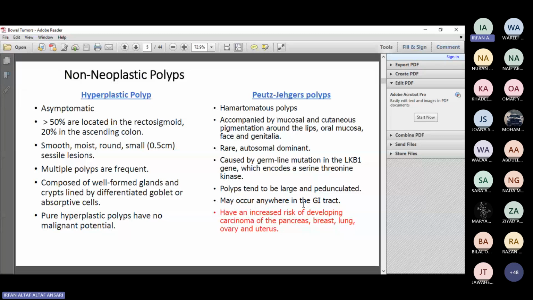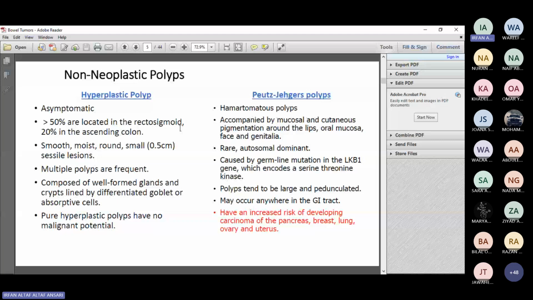Their polyps are large, they are pedunculated, and they occur anywhere in the GI tract from the esophagus to the rectum. They have an increased risk of developing carcinoma of the pancreas, breast, lung, ovary, and uterus, but not in the polyp itself. That's why they come under the non-neoplastic polyps.